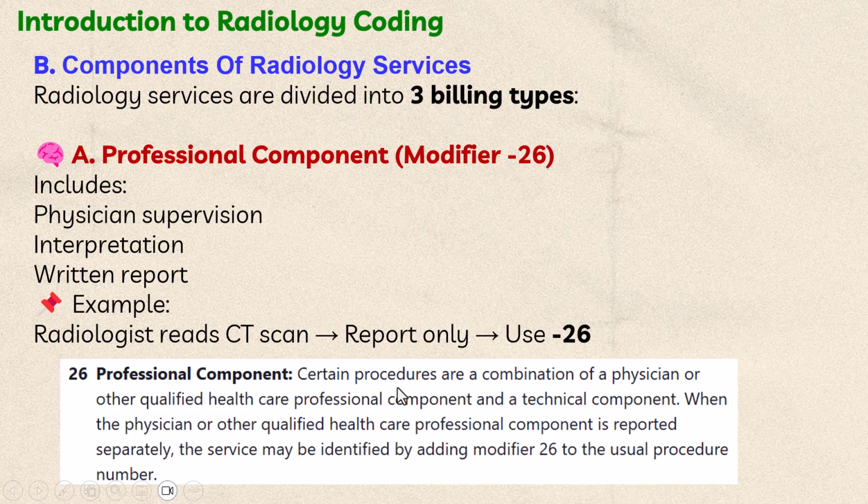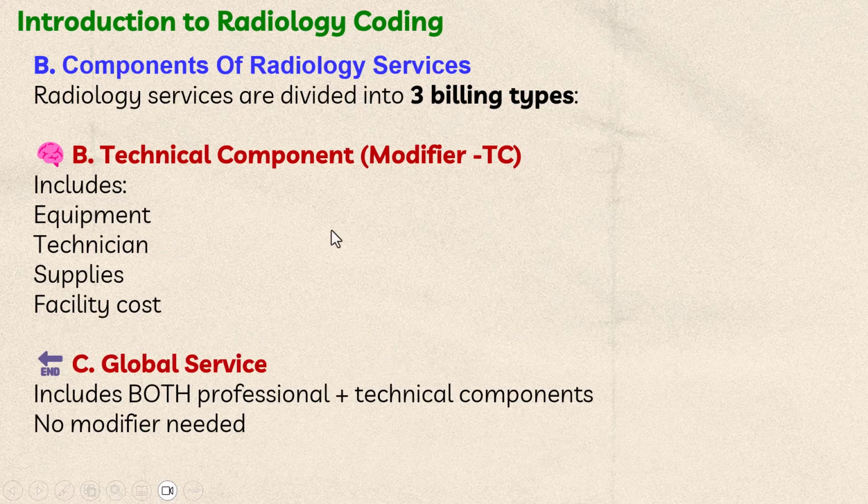Certain procedures are a combination of a physician or other qualified healthcare professional component and a technical component. When the physician or other qualified healthcare professional component is reported separately, the service may be identified by adding modifier 26 to the usual procedure number. Second part is technical component. There modifier TC is used.